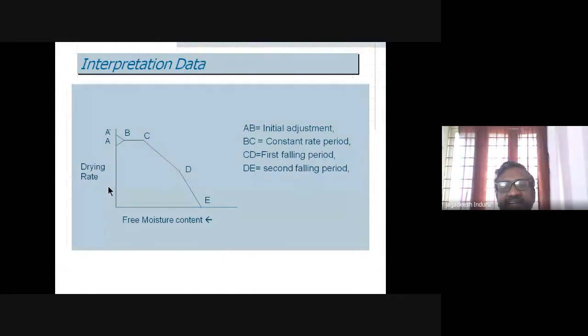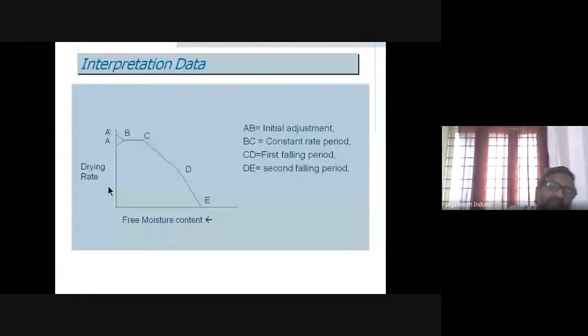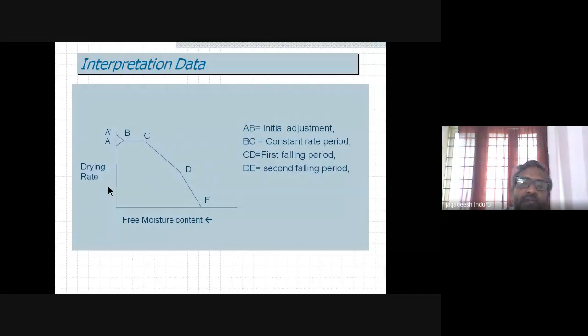The moisture content is further delayed. That is, the drying rate is further delayed because it is forming a barrier by the solid, making a hard solid material which has already dried. It is not allowing the water inside to come out, so it is further delaying the rate of transmission of the water from the center.